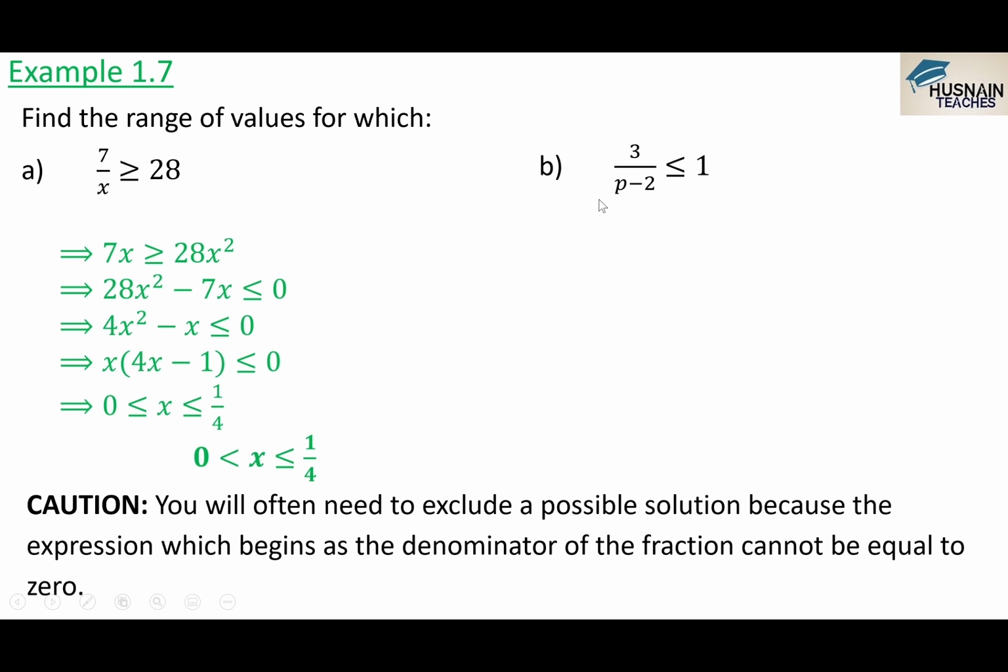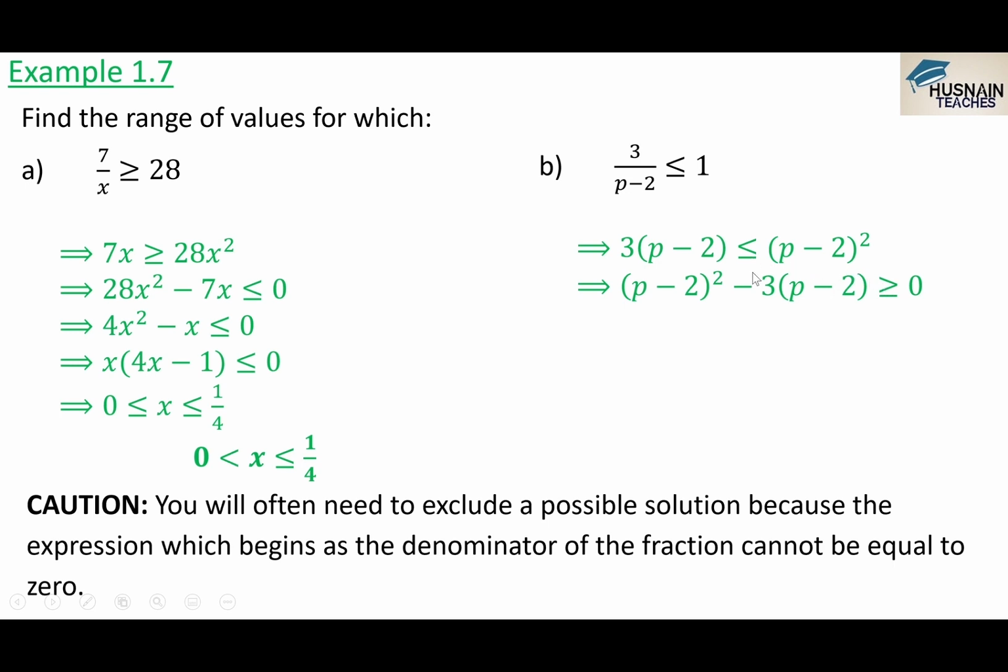I'm going to multiply not by p squared, but again by the denominator squared. So I'll multiply by the square of p minus 2. So on the left hand side, I get 3 lots of p minus 2. On the right hand side, I simply get p minus 2 all squared. I'm going to now subtract, just like I did in the previous example, and I'm going to ensure that the 0 is on the right hand side. And this is what causes the inequality sign to flip.